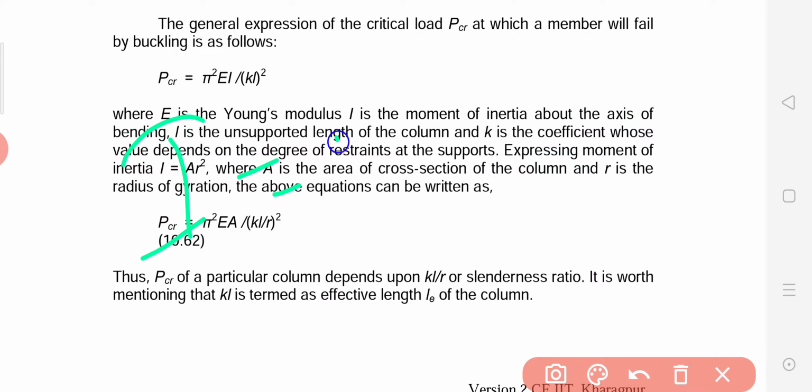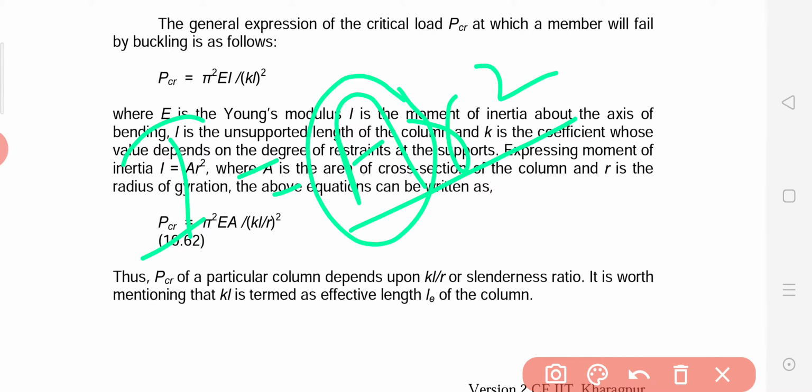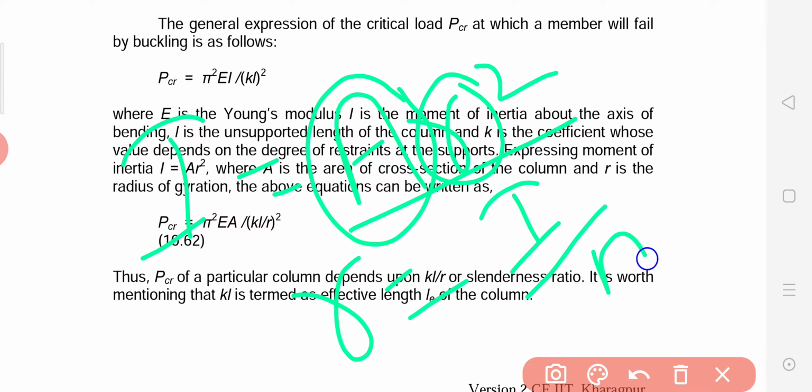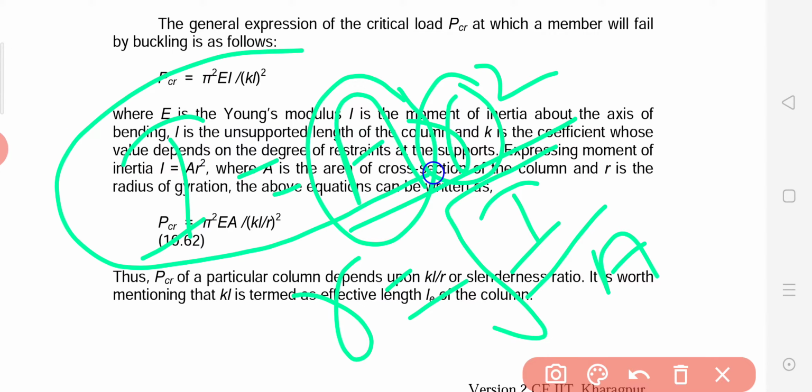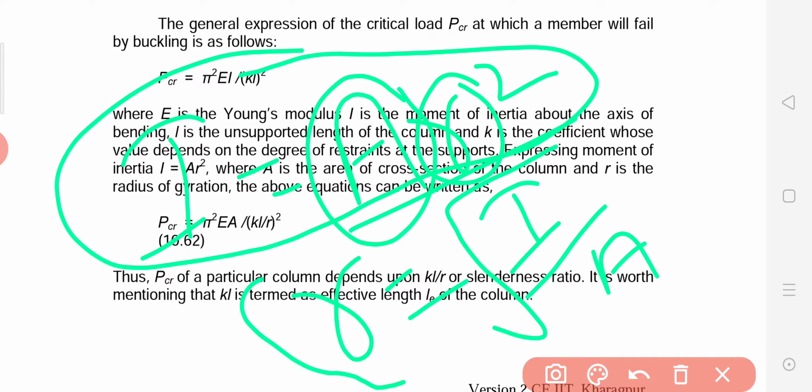Expressing moment of inertia, I equal to A R square, where A is the cross sectional area and R is the radius of gyration. R equal to square root of I upon A. From this equation, many times it is asked what the radius of gyration is. Radius of gyration is the square root of I upon A.